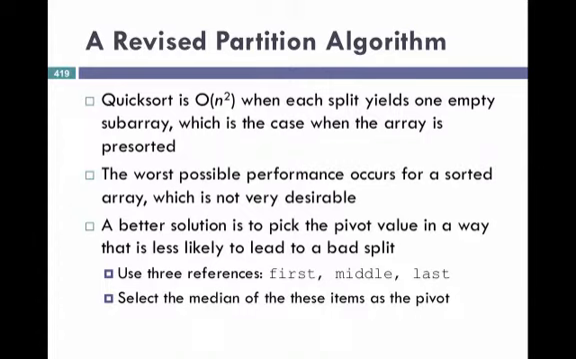Quicksort is order n squared when every split yields one empty subarray, which is the case when the array is pre-sorted. Now the worst possible performance occurs for a sorted array, which is not very desirable, so a better solution is to pick the pivot value in a way that's less likely to lead to a bad split. So here's a revised way for choosing the pivot. We'll first look at first, middle, and last, and we'll select the median of these three items.